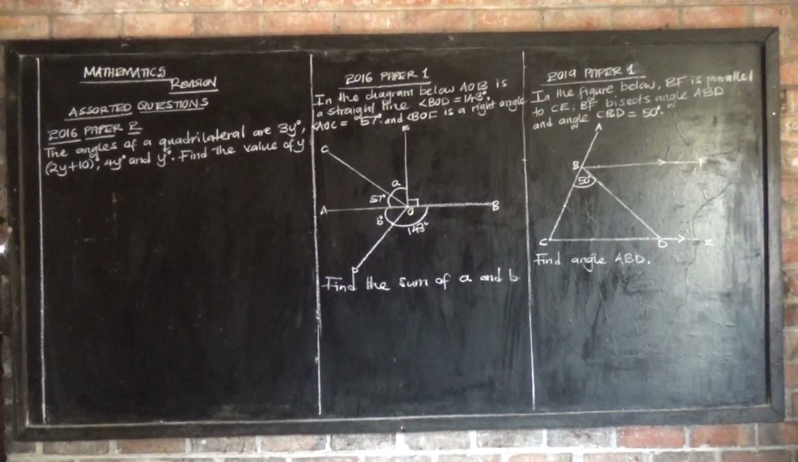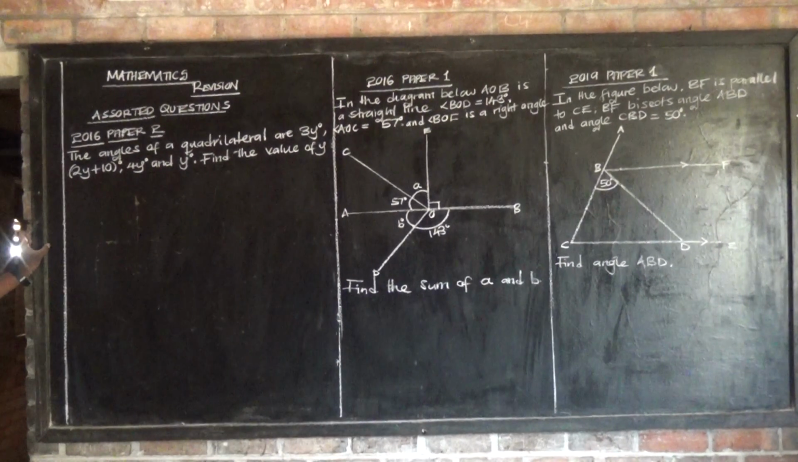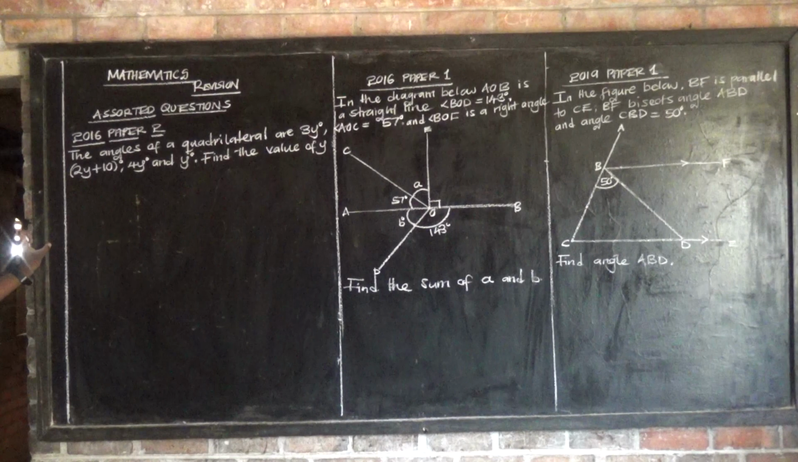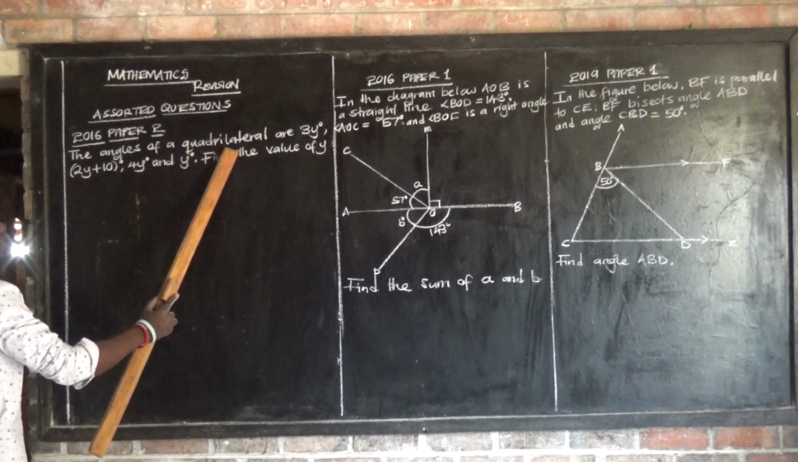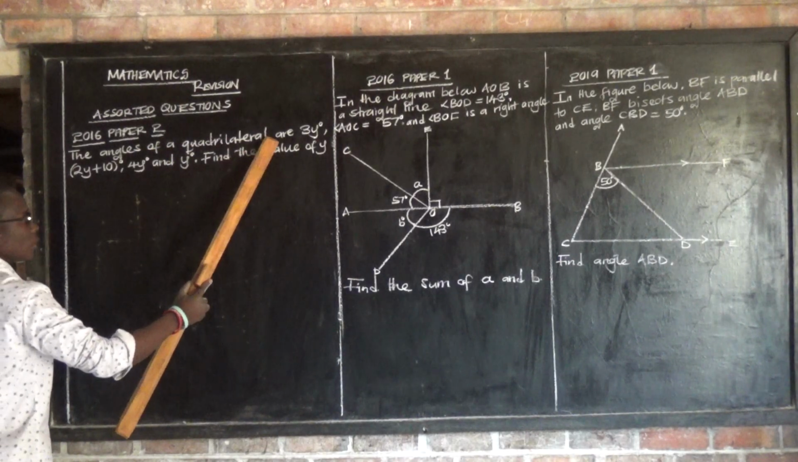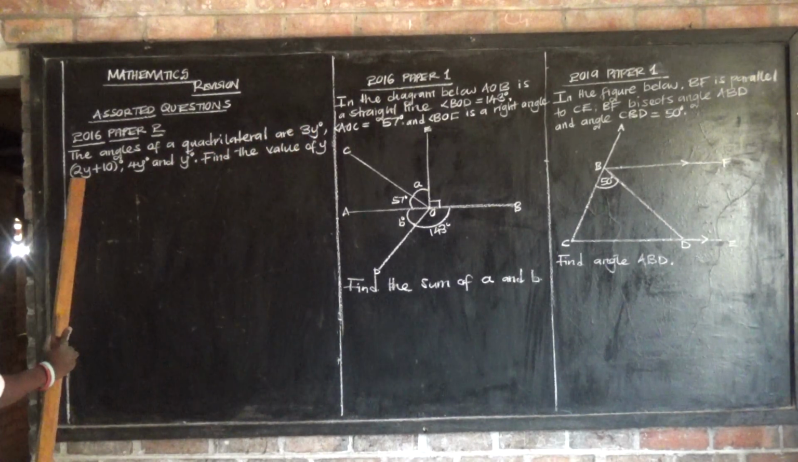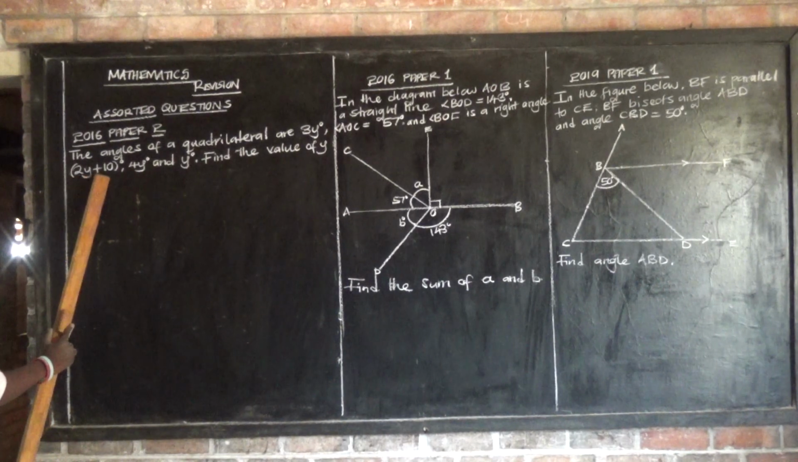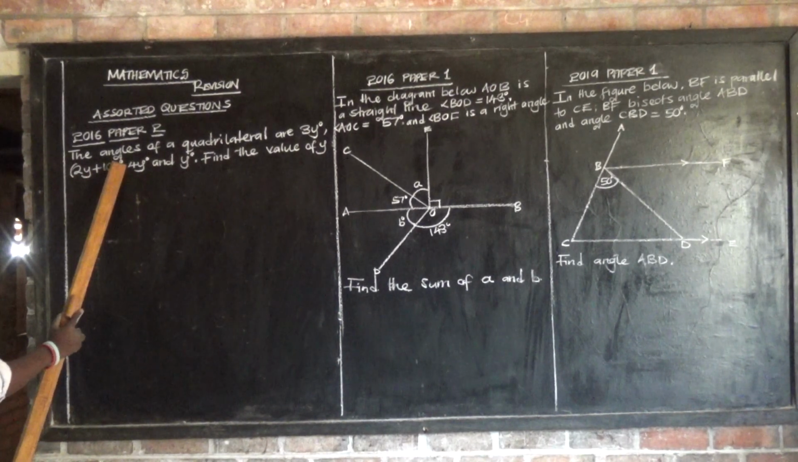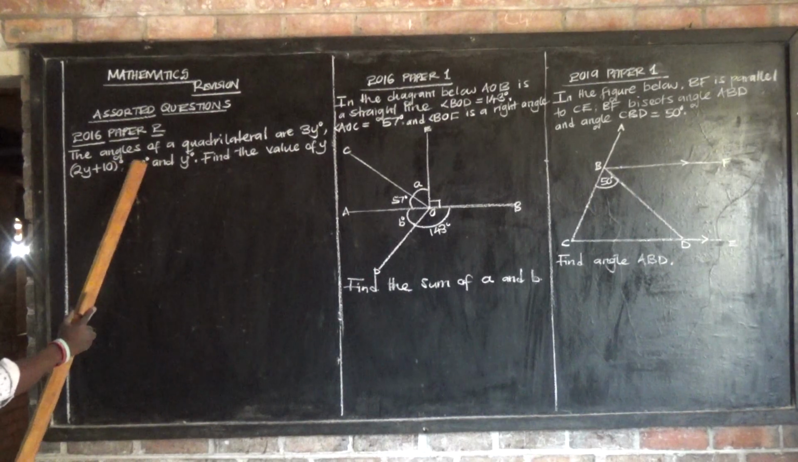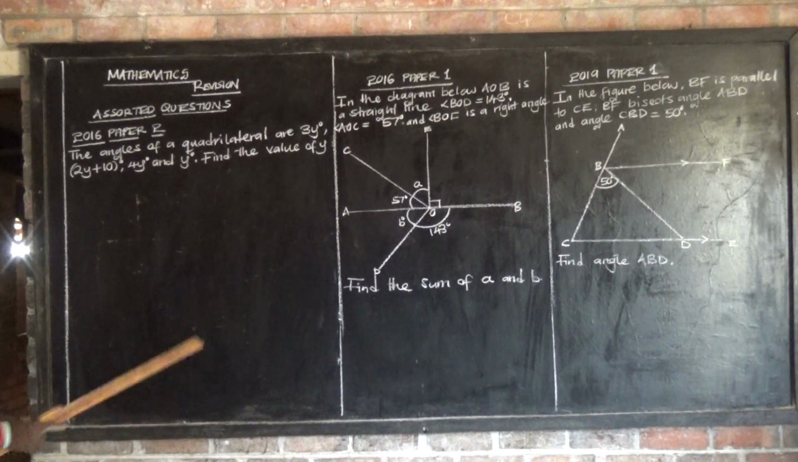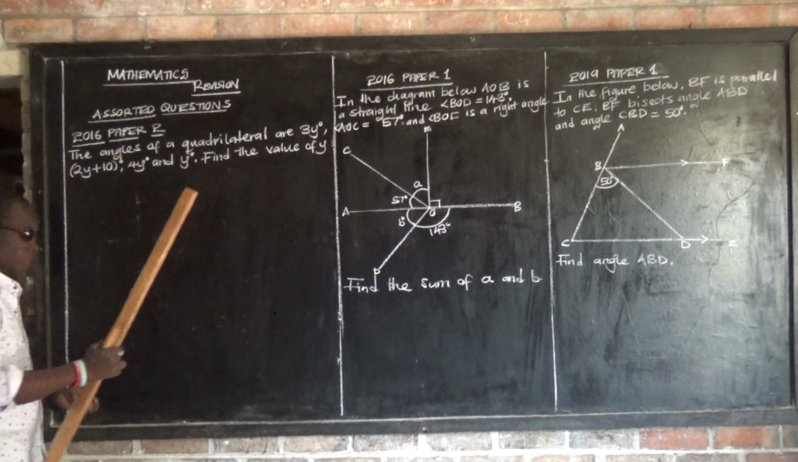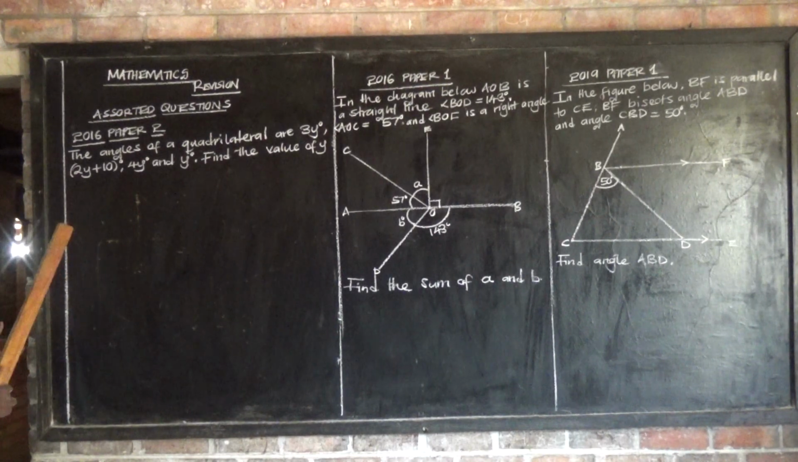So let's look at the 2016 Paper 2 question on angles and polygons. It says the angles of a quadrilateral are 3y degrees, 2y plus 10 degrees, 4y degrees and y degrees. Are we together? Yes. Then the question is saying, find the value of y. They want us to find the value of what?